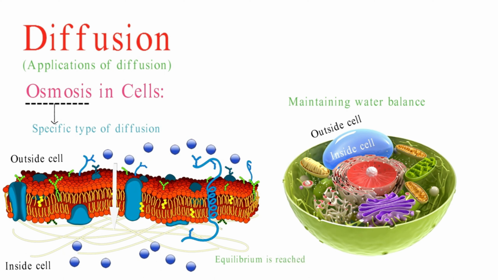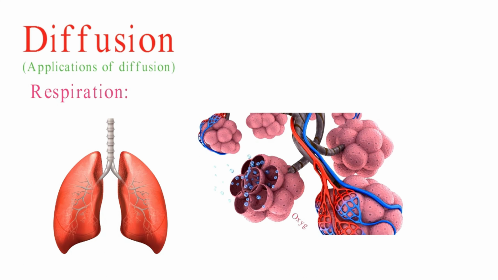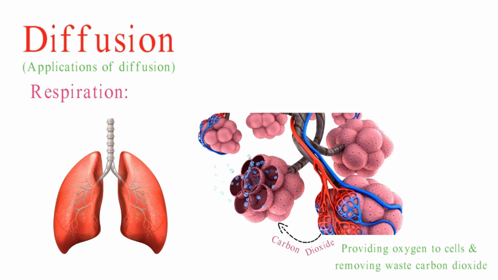Other than osmosis, there are a lot more applications of diffusion in human biology. In the human respiratory system, oxygen diffuses from the air in the lungs into the bloodstream, while carbon dioxide diffuses from the bloodstream into the lungs to be exhaled. This gas exchange is essential for providing oxygen to cells and removing waste carbon dioxide.